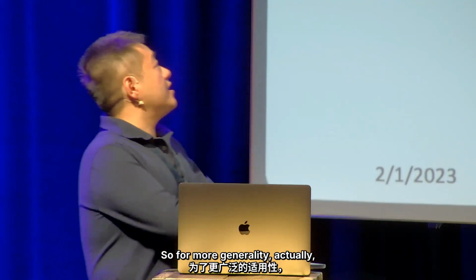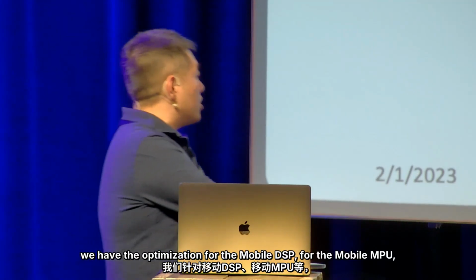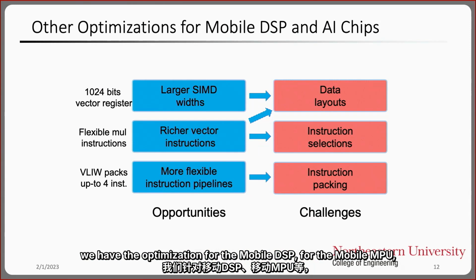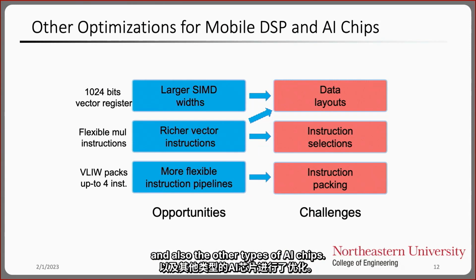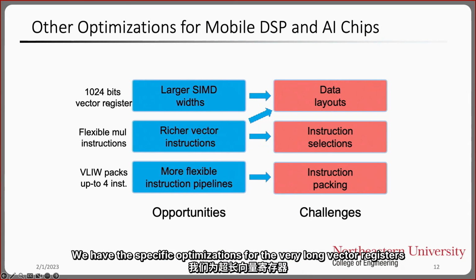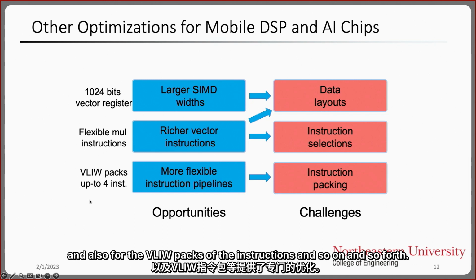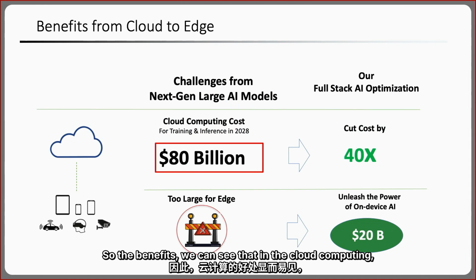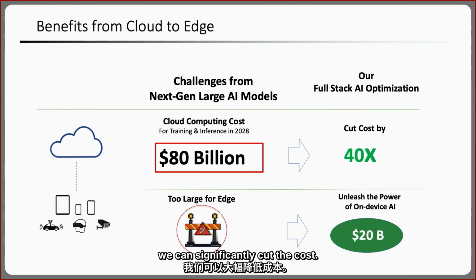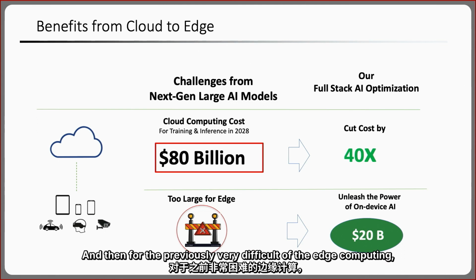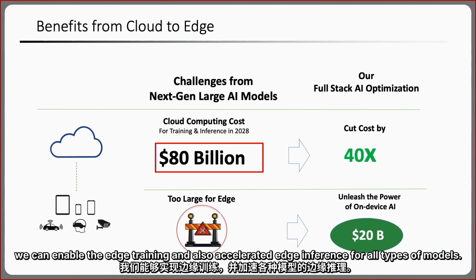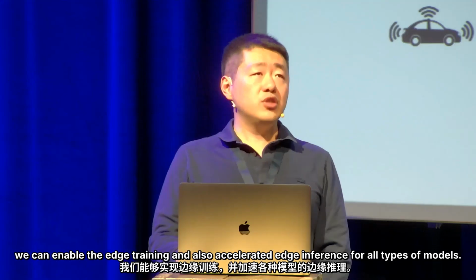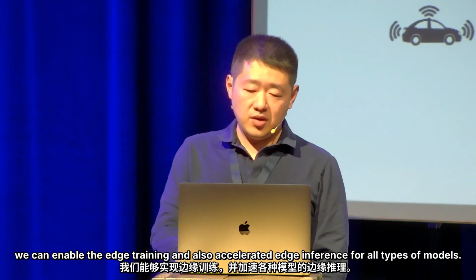For more generality, we have optimizations for the mobile DSP, the mobile NPU, and other types of AI chips. We have specific optimizations for very long vector registers, and also for VLIW packs of instructions, and so on and so forth. As for the benefits, in cloud computing, we can significantly cut the cost. And for edge computing, which was previously very difficult, we can enable edge training and accelerated edge inference for all types of models.